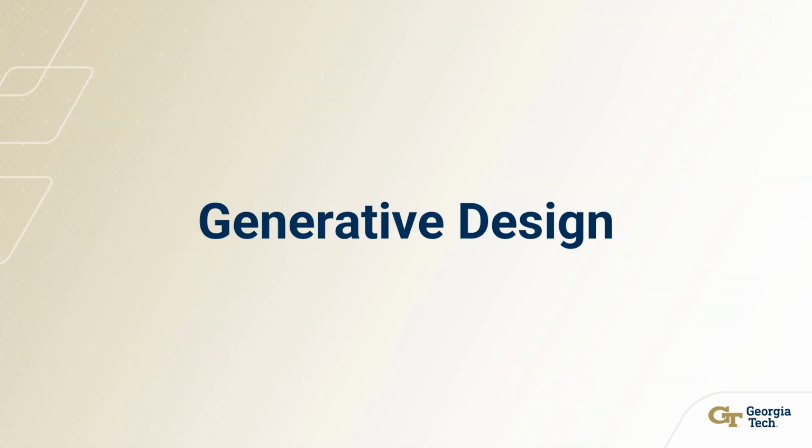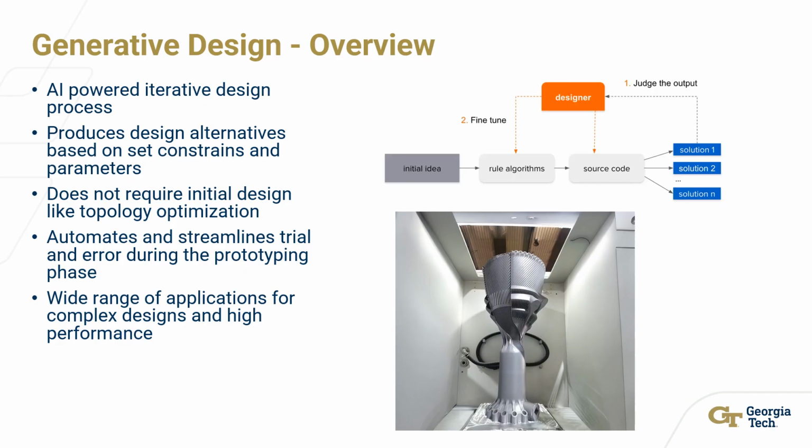The next topic is generative design. Generative design is an AI powered iterative design process which changes parameters including geometry, materials, and manufacturing processes to produce a range of design alternatives to meet set constraints. This allows it to produce highly optimized designs to save time and cost while also helping streamline and automate the trial and error required during the prototyping process.